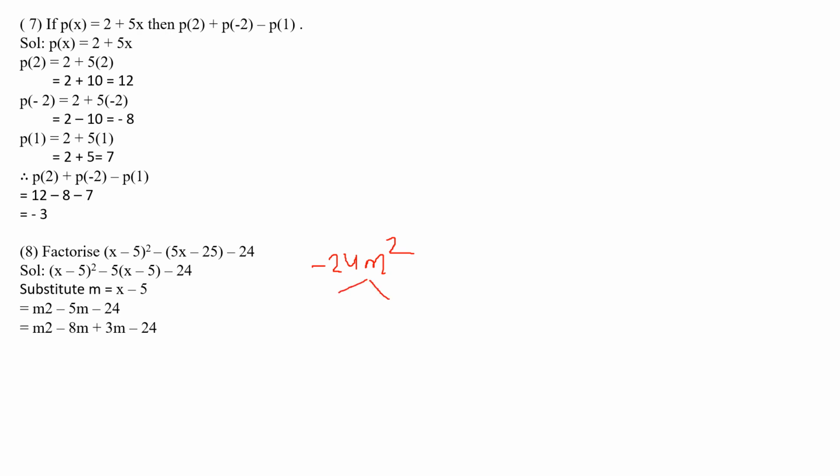So here, 3 8s are 24. So if I take 3 and 8, the difference between these numbers will come as 5. Yes or no? But here it is minus 5. The middle term is minus 5.